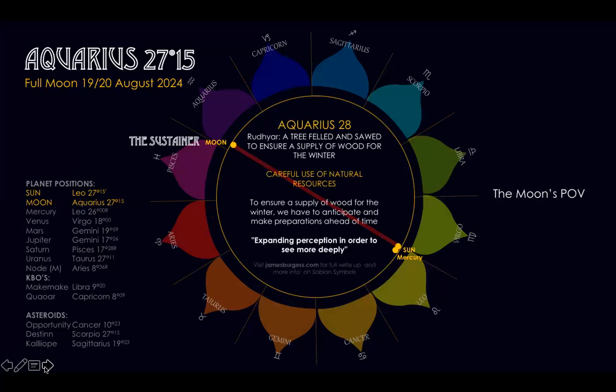The moon is sitting at Aquarius 27 degrees and 15 minutes, which in the Sabian symbols, a symbolic picture for each of the 360 degrees of the zodiac, is always rounded up. So that is Aquarius 28. This is just a summation or a brief introduction to the symbol for this degree.